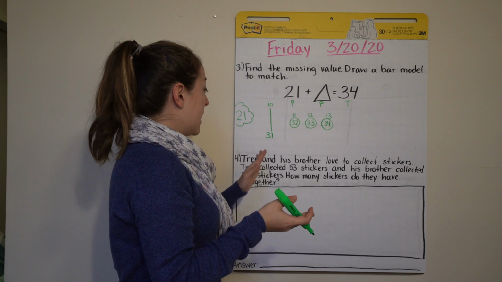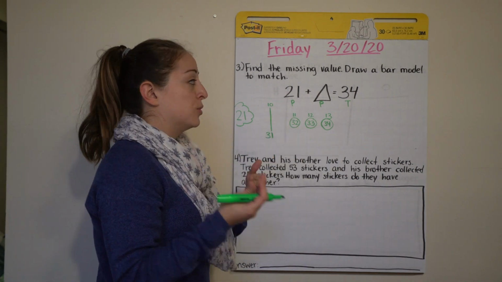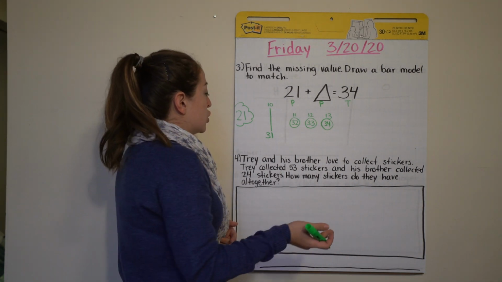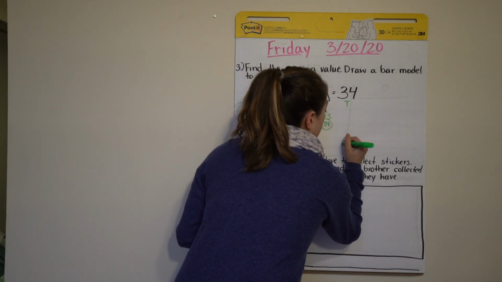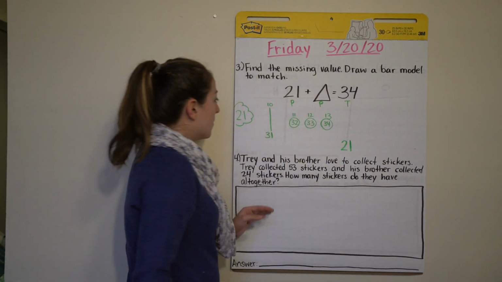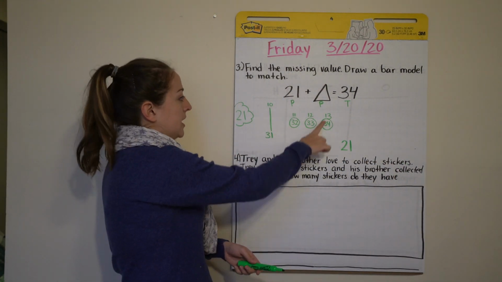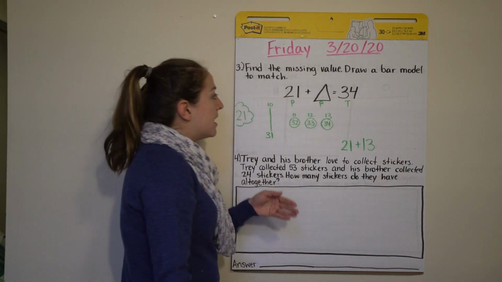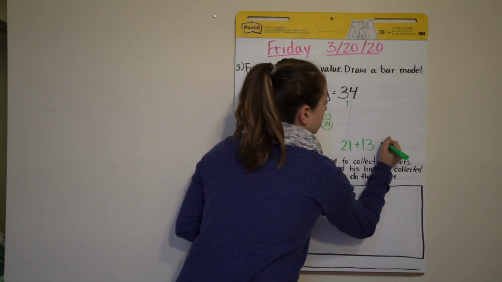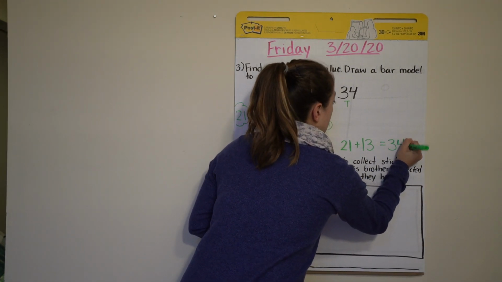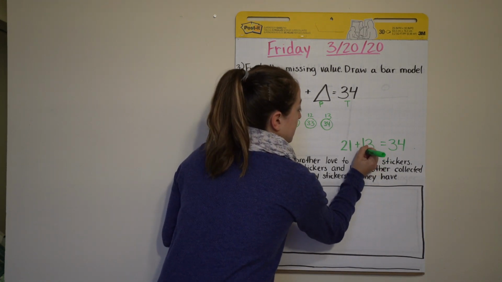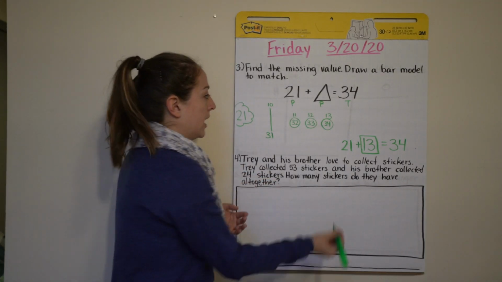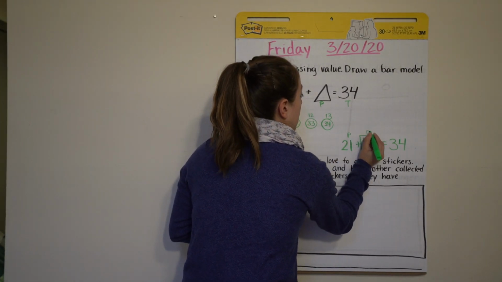And if you want, you can write a number sentence to match your strategy, which would be super awesome, because it's really good to just practice making number sentences. So down here, I'm going to write 21. And because I added 13, I'm going to put plus 13, and that equals 34. And I'm actually going to box 13 just to show that that was my missing part, okay? And you can label your part and your total.